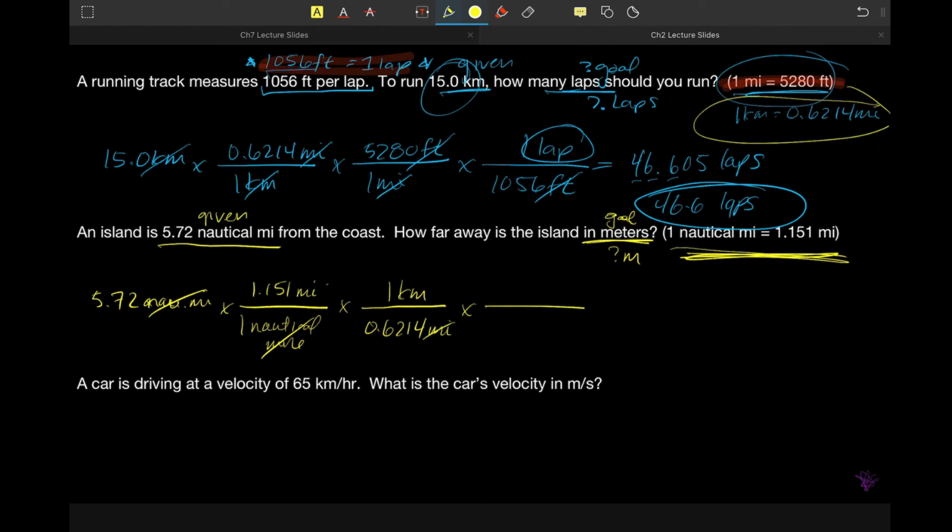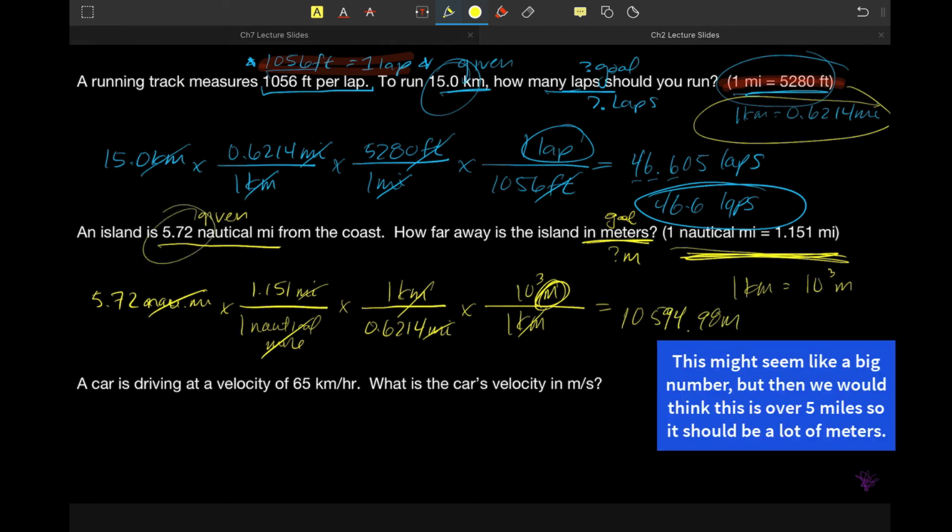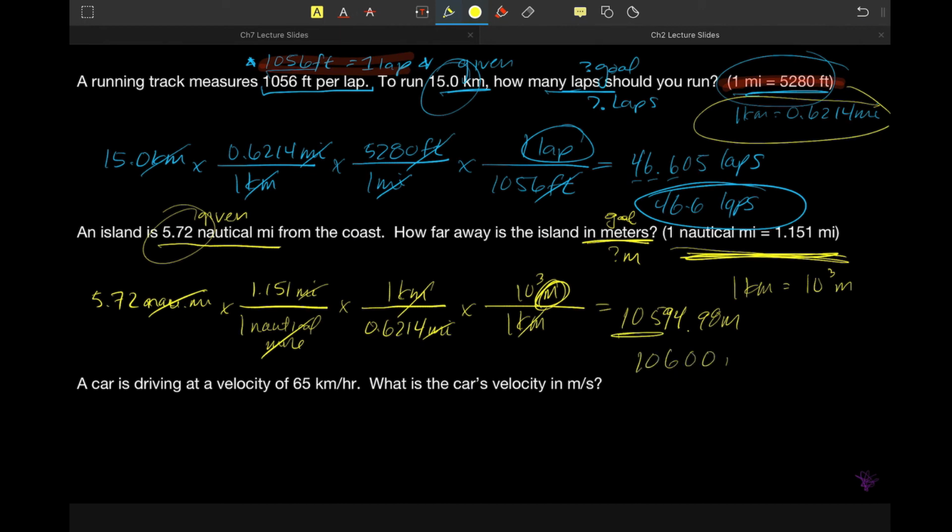And then do I know the relationship between kilometers and meters? Absolutely. Which one of these is bigger? Kilometers is bigger, equal to 10 to the third meters. So 1 kilometer, 10 to the third meters. Meters are all that remains. We would multiply across the numerators and then divide by the denominators. So lots of meters. And we would go back to here for our sig figs. So 1, 2, 3. So 10,600 meters.